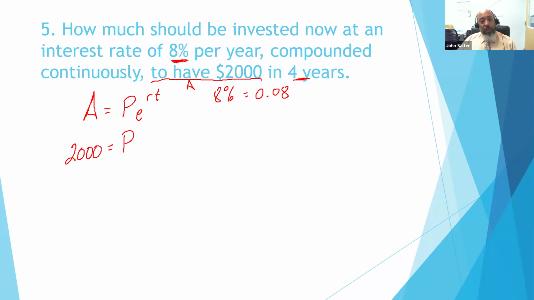I don't know. e is a constant, so I could just write the letter e. My rate, we already said, was 0.08, and my timing in years is 4. Okay, well, I can multiply this right here. 4 times 0.08 is 0.32.